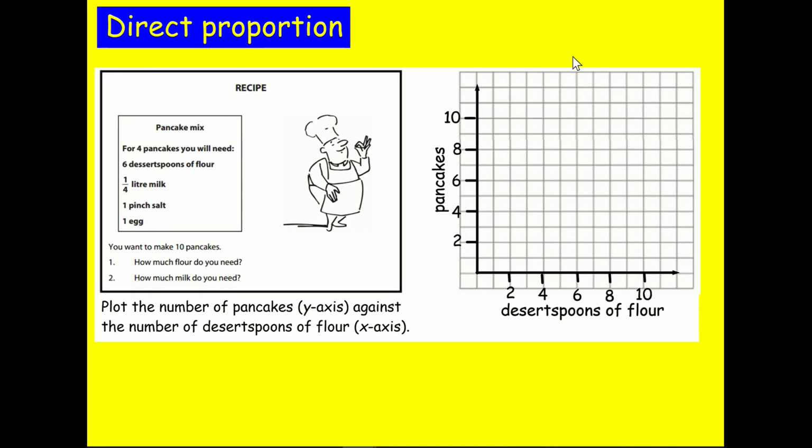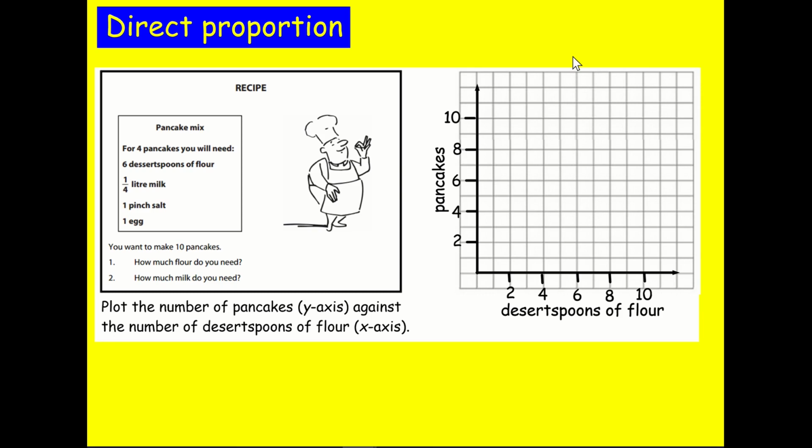Today we're going to look at direct proportion, and you might already think you've got an understanding of it, or you might think, what do these words mean? Today I'm going to explain what they mean. Okay, we're going to start out with this recipe here for a pancake mix.